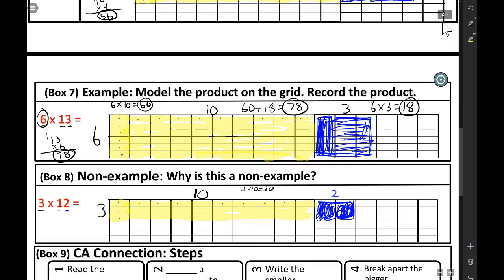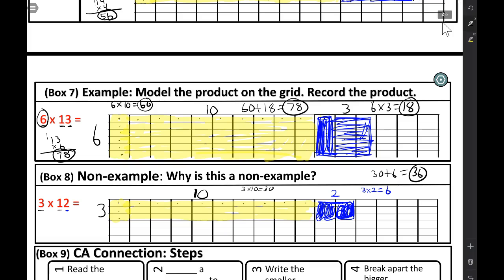Alrighty, now that that's highlighted, I'll take the 3 times 2, and I should get 6. Now, after I get the 6, what I need to do is add that to the 30. So 30 plus 6 equals 36. That's the product right here. And again, you can always just go back and double check your work right here.